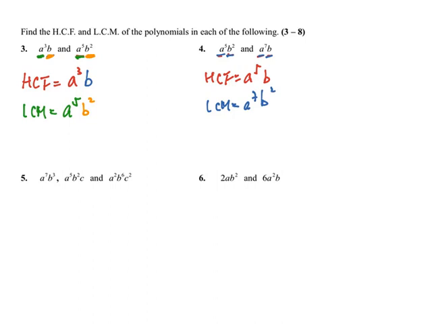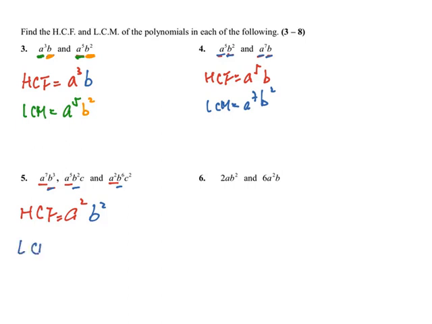Number 5, this time we have 3 terms, but it is not difficult. Same, we'll choose the smallest for HCF. We see a^7, a^5, a^2, so a^2 is the smallest. And for b, b cube, b squared, and b^6, so the smallest is b squared. And lastly, c. The first one has no c, so actually the HCF is a squared b squared.